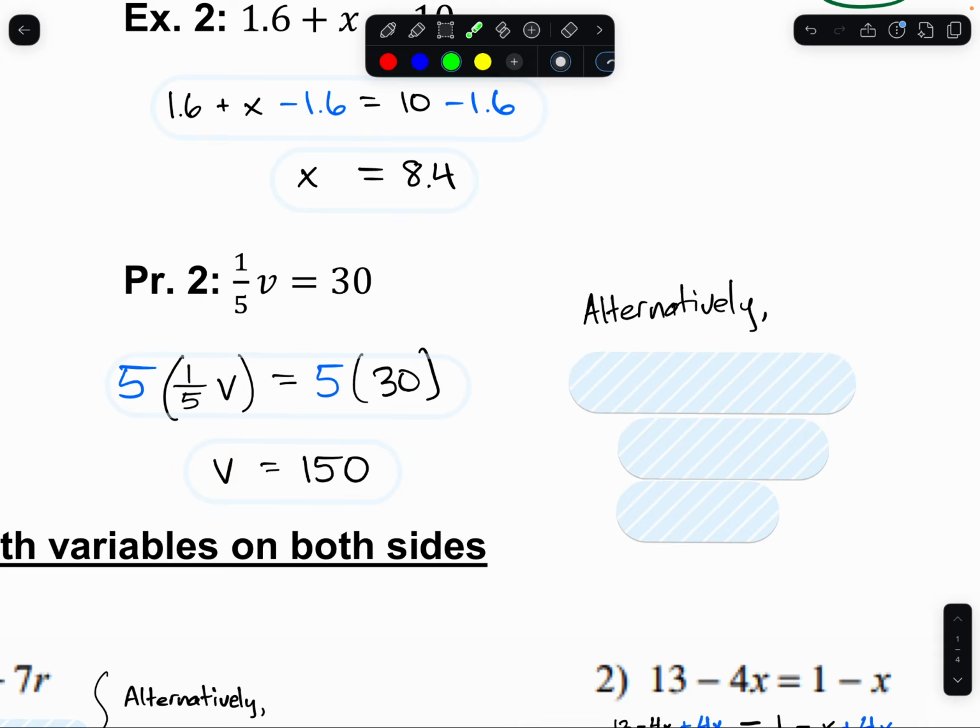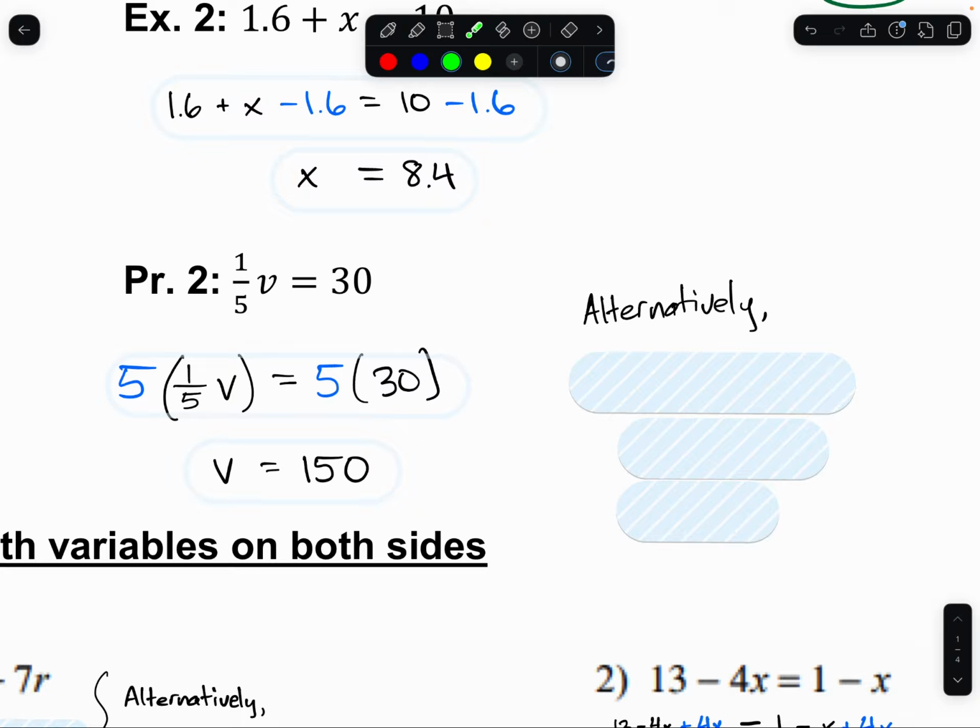There is a fact in math that I want you to know. If you don't remember it, that's okay. But if we multiply any number by its reciprocal, or what we call its multiplicative inverse, we get 1. So if you were to flip 1/5, you get 5 over 1, which is just 5. And you can use that to say that, well, if I multiply both sides by 5, I will get 1v, or just v, and we get 150.